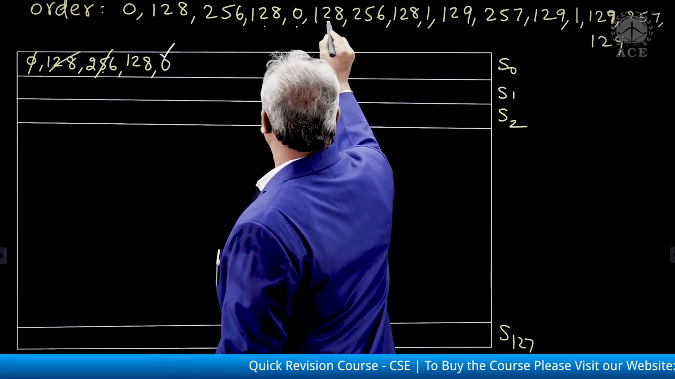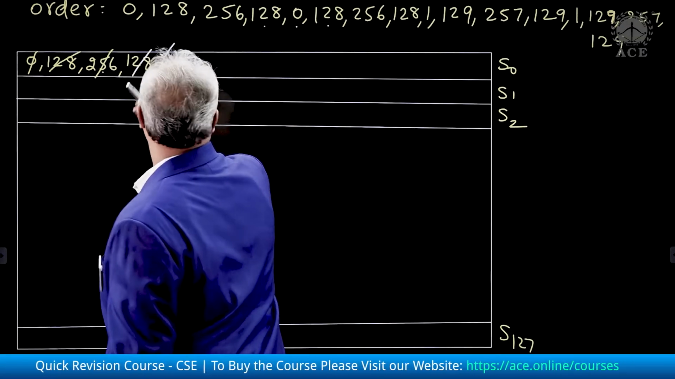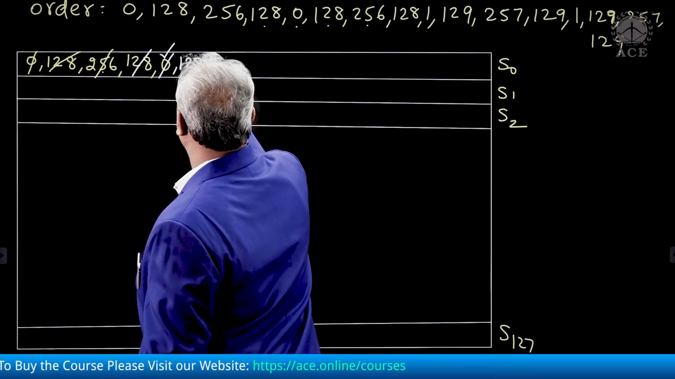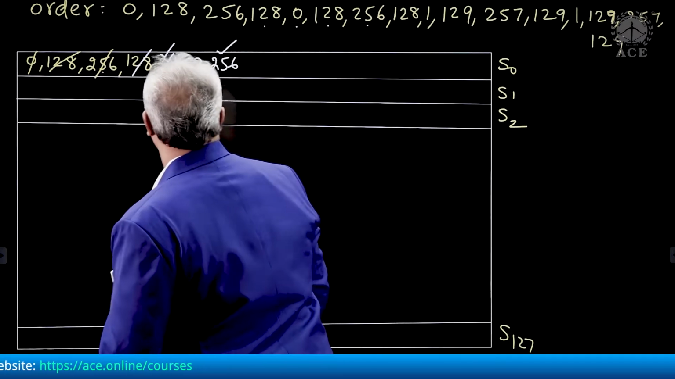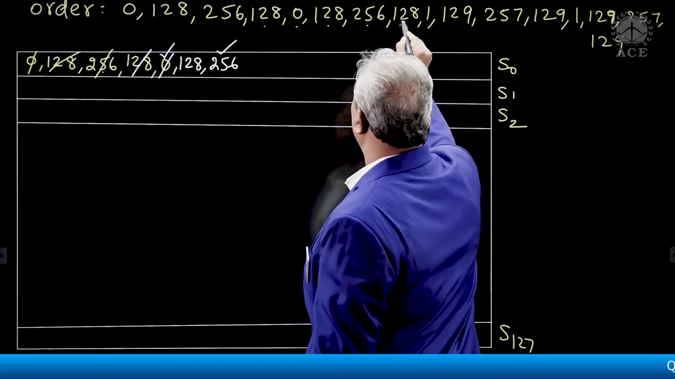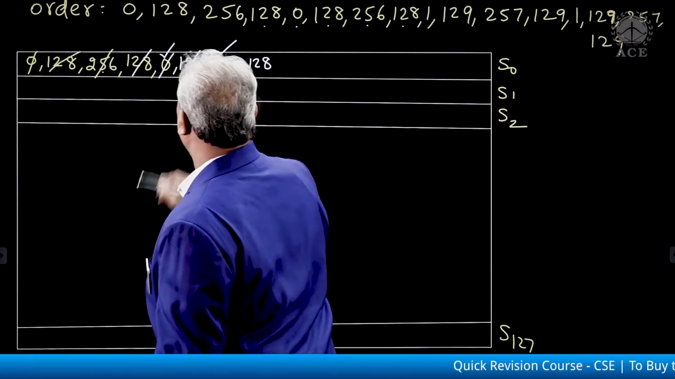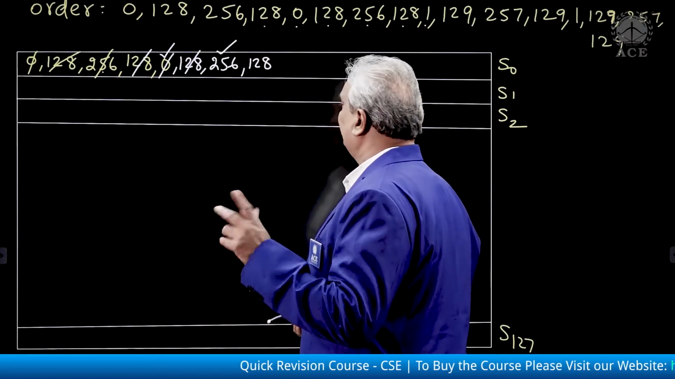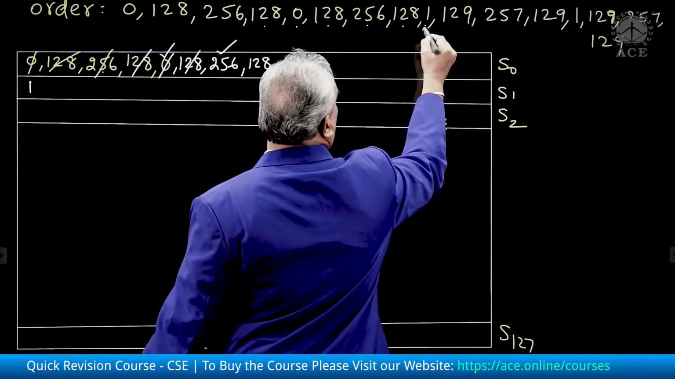After 0, what about the next one? 128. Already 128 is available. So hit. What about the next one? 256. Not there. 0 is replaced with 256. So for 256 the second time, it is nothing but a conflict miss. Next, after this, 128 is available. It is not a miss, it is a hit. After this, 1 mod 128 means 1. Compulsory miss.